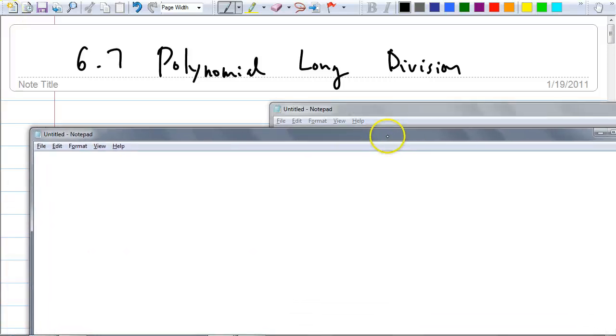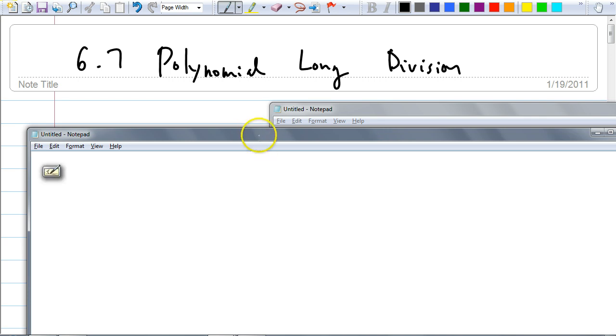Okay, so today we're going to learn how to do long division. A lot of you already know how to do long division with just regular numbers. Well, we're not just going to do them with regular numbers, we're going to use polynomials.